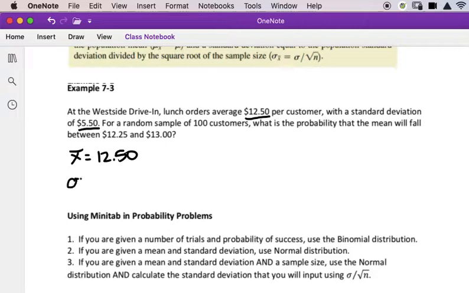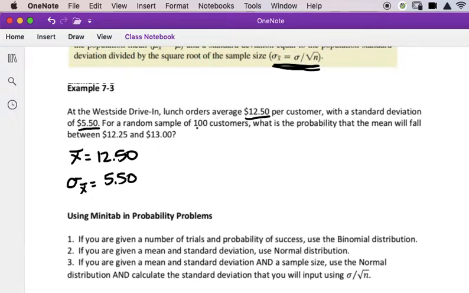So what we need to do is make a correction here to the standard deviation. It's going to be 5.50 divided by the square root of the sample size. So this is a key formula right here in this yellow box. Our standard deviation is divided by the square root of the sample size.